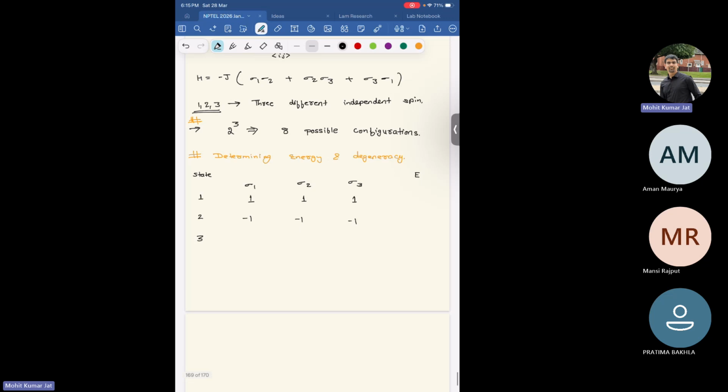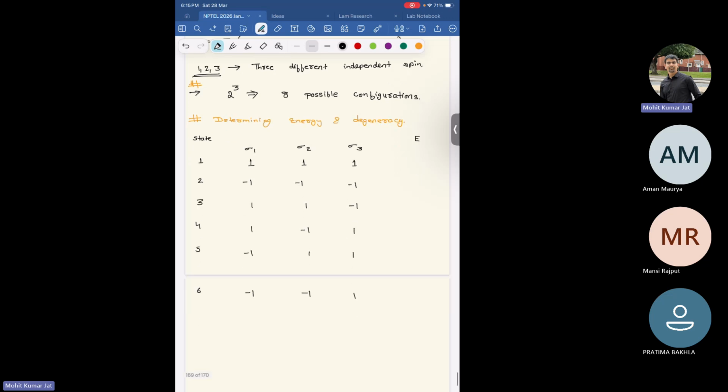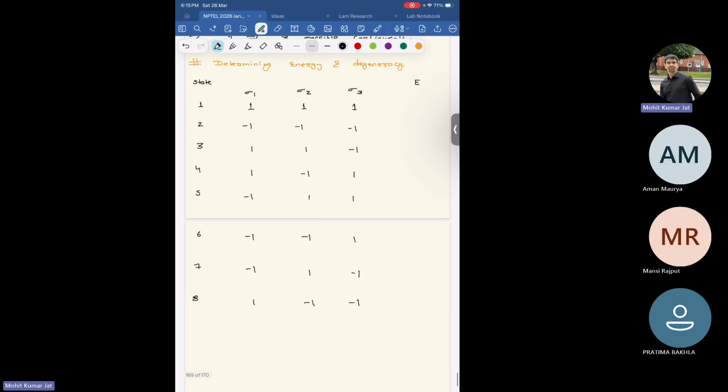negative. Then I can have plus 1, minus 1. Then I can have 1, minus 1, 1. Then I can have minus 1, 1, 1. Then I can have minus 1, minus 1, plus 1. Then I can have minus 1, plus 1, minus 1. And the final one I can have is plus 1, minus 1, and minus 1. So total 8 states are there, right?